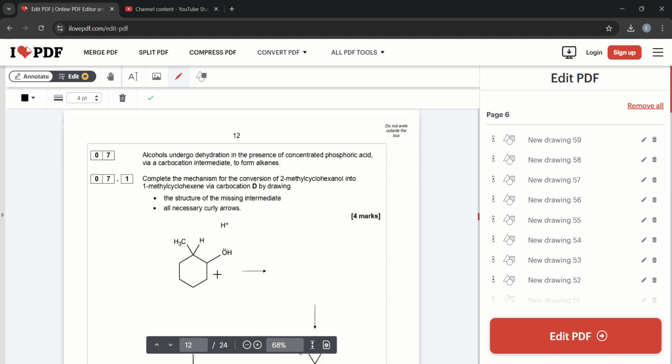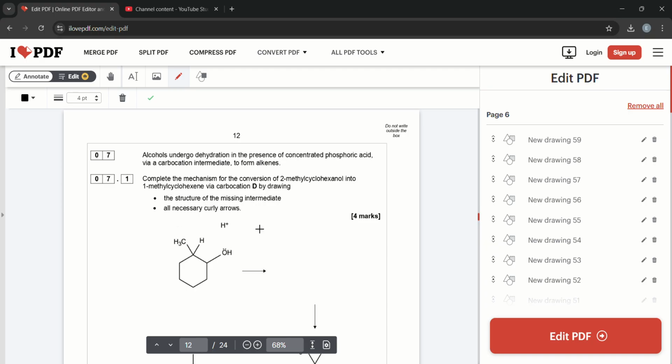Question 7. Alcohols undergo dehydration in the presence of concentrated phosphoric acid to form alkenes via carbocation intermediates. Complete the mechanism of conversion of 2-methylcyclohexanol into 1-methylcyclohexene via carbocation D by drawing the structure of missing intermediates and all necessary curly arrows.